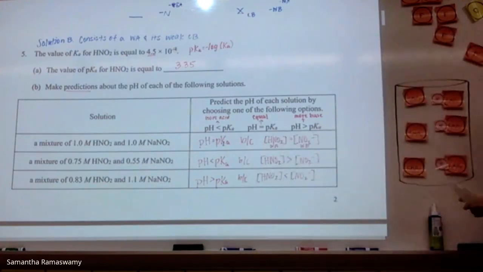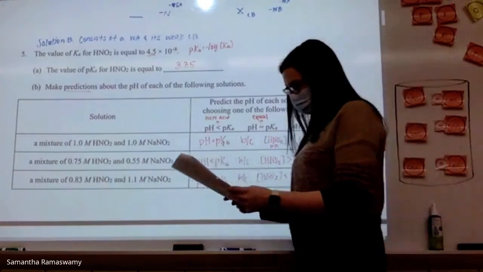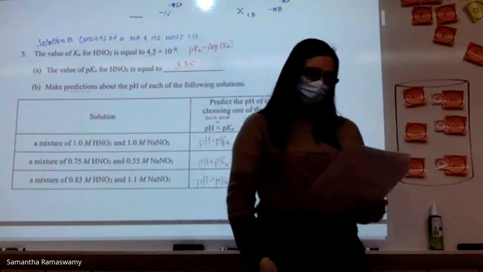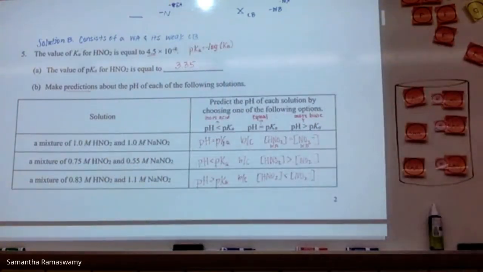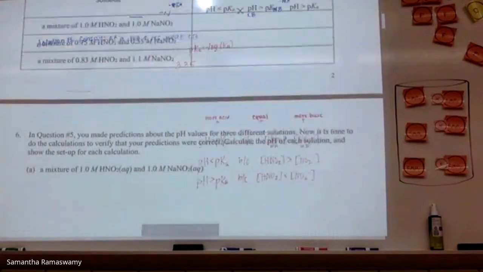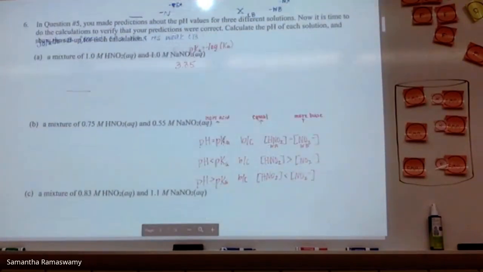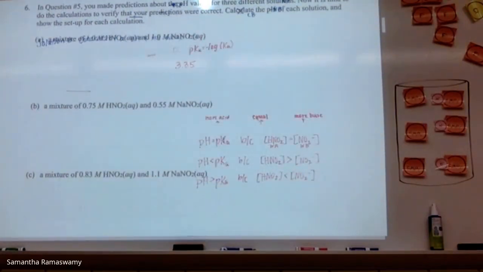Okay, then let's flip to 6. So 6 says in question number 5, you made predictions about the pH values for 3 different solutions. Now it's time to do the calculations to verify that your predictions were correct. Calculate the pH of each solution and then show your work. So see if you guys can go through these.